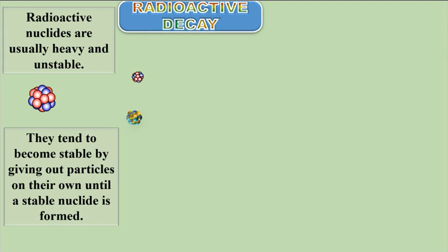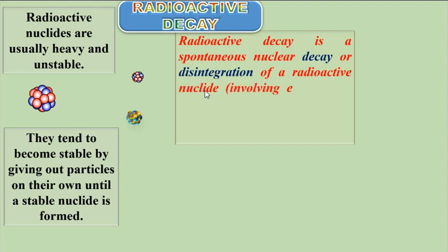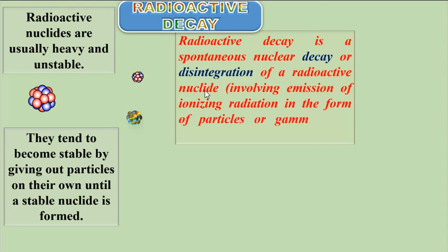We are going to really spend time to explain some of these things. So now we're going to go straight, continuing our presentation. The next thing we're going to look at now is the definition of radioactivity. Radioactive decay is a spontaneous nuclear decay or disintegration of a radioactive nuclide. And this disintegration involves emission of radiation in the form of particles, alpha particle and beta particle, and also in the form of radiation, gamma rays, until a stable nuclide is formed.